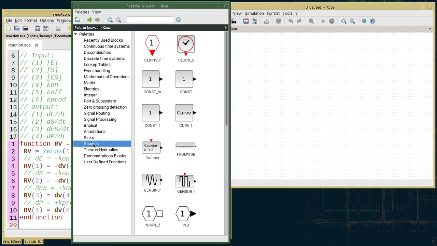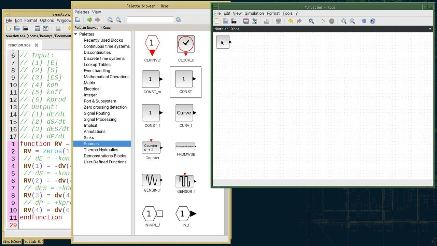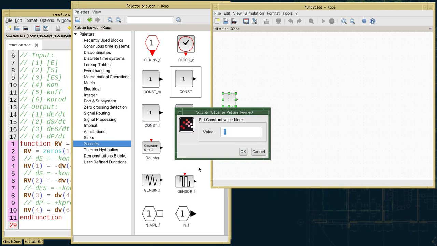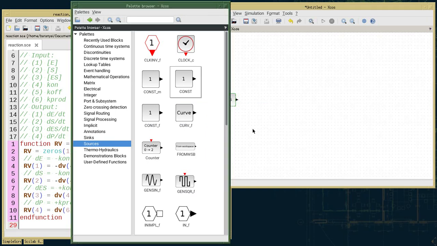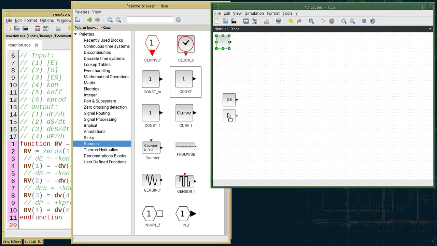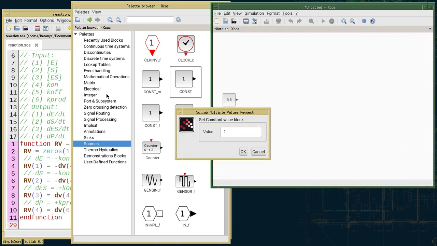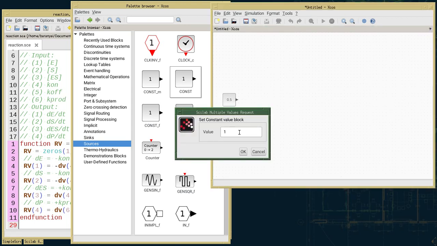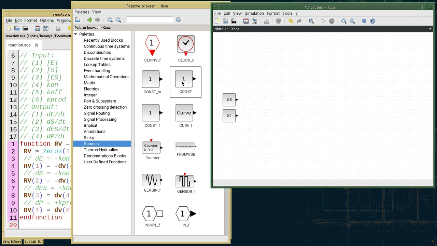So from the sources, I will use the constants. No, it doesn't want to go, so I double click and then I have 1. Okay, this will be the onset of my complex. So this will be the first one. Then I will have the second one here. It will be the offset, the dissociation of the complex, the same values I used in the trial of the function.